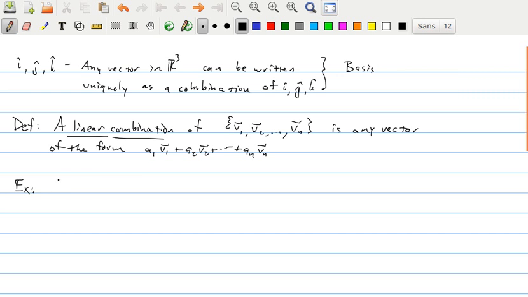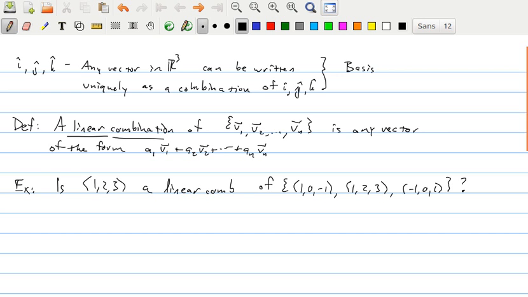So for example, is the vector 1, 2, 3 a linear combination of the set (1, 0, -1), (1, 2, 3), (-1, 0, 1)? Well, first thing to note is that (1, 2, 3) is actually one of the vectors in the set. So it's pretty easy to form a linear combination because we can take one of these and 0 of everything else, and that'll give us (1, 2, 3). If we were to write that out, that's 0 times the first vector plus 1 times the second vector plus 0 times the third vector. So yes, it is a linear combination.